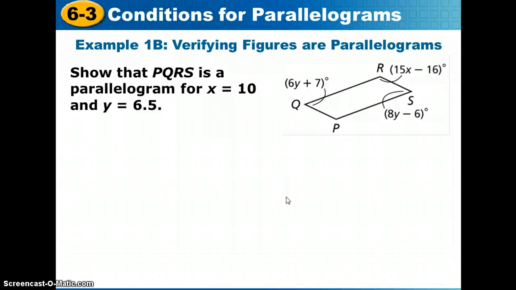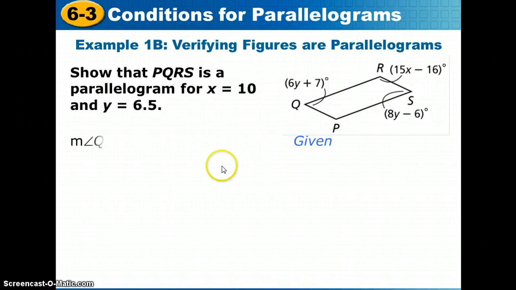In example 1b, notice we are given 3 of the angle measures. If you look back through the theorems, there's only one theorem that refers to 3 and only 3 angle measures. Since I have 2 different values here for x and y, they give me those values here. X is 10, y is 6.5. I want to show this is a parallelogram using the theorem that states if a quadrilateral has one angle which is supplementary to both consecutive angles, then it's a parallelogram.